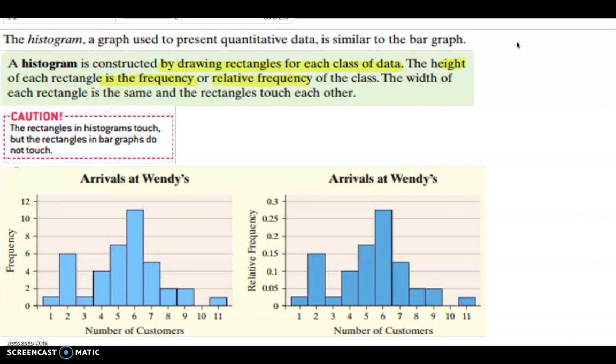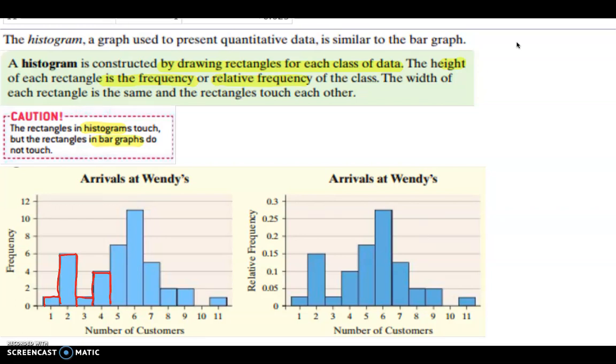As you can see down here, the number 1 occurred once, so it has a height of 1. The number 2 occurred 6 times, so it gets a height of 6. Then the number 3 occurred once, the number 4 occurred 4 times, and so on. But again, this is what we call a histogram. It's just a graph used to present quantitative data, and it's extremely similar to a bar graph. Just one note: the rectangles in histograms touch, but the rectangles in bar graphs do not touch. That's just one small difference.